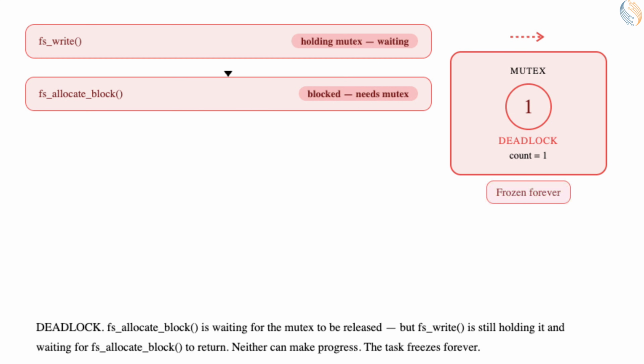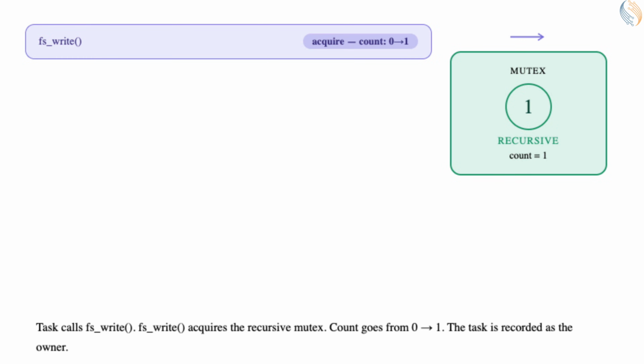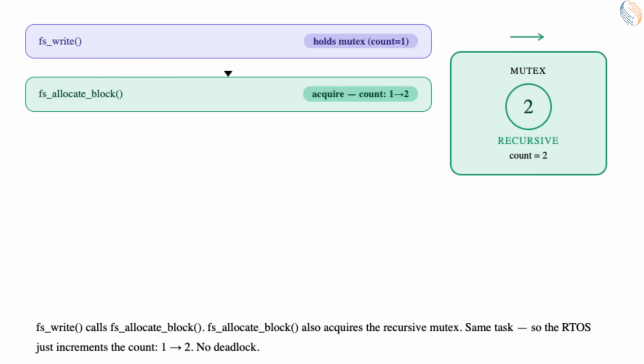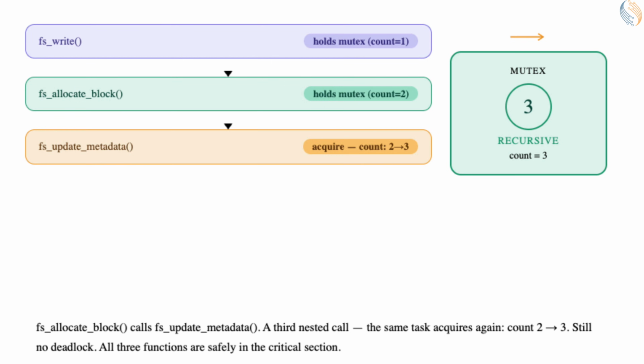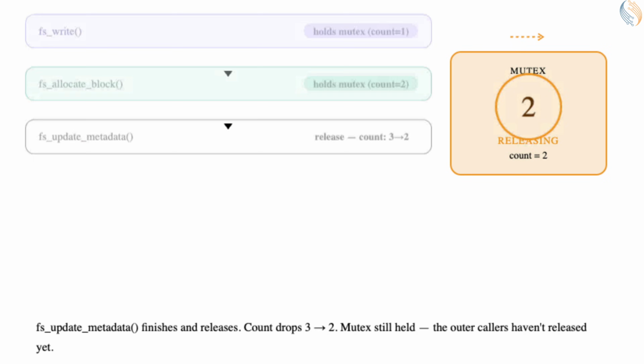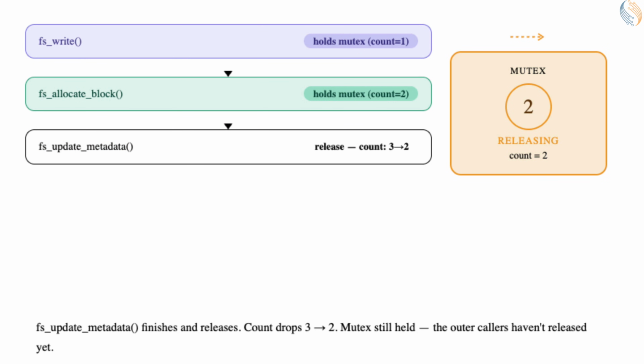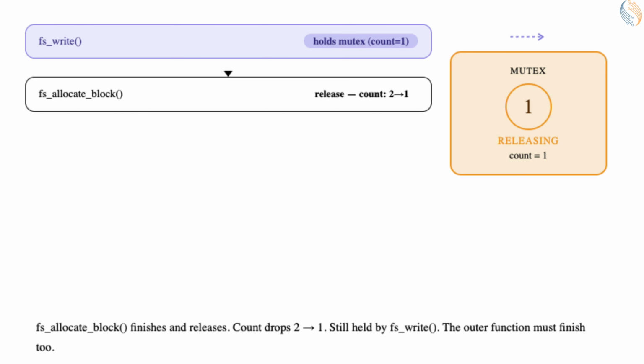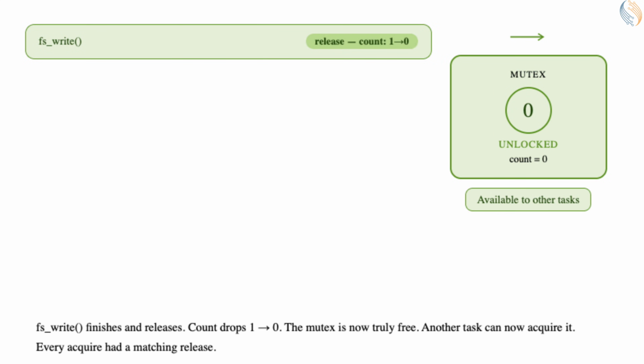This is because the allocate block function is waiting for the mutex to be released, but the write function is still holding it. With a recursive mutex, each nested call simply increments the count, and proceeds safely. As each function finishes and releases the mutex, the count decrements until it reaches 0, and only then does the mutex become available to other tasks.